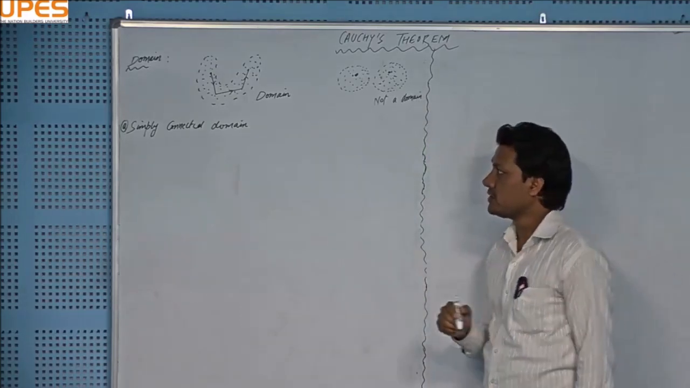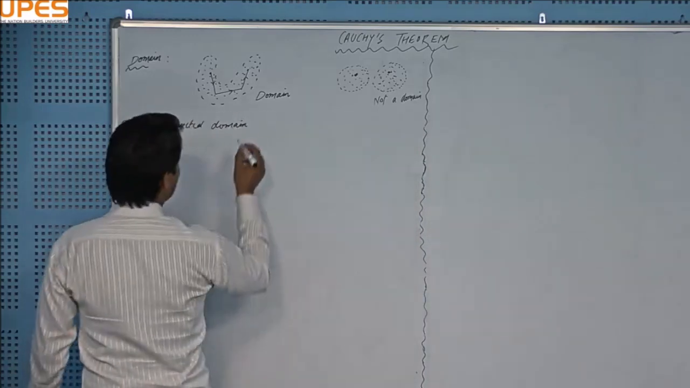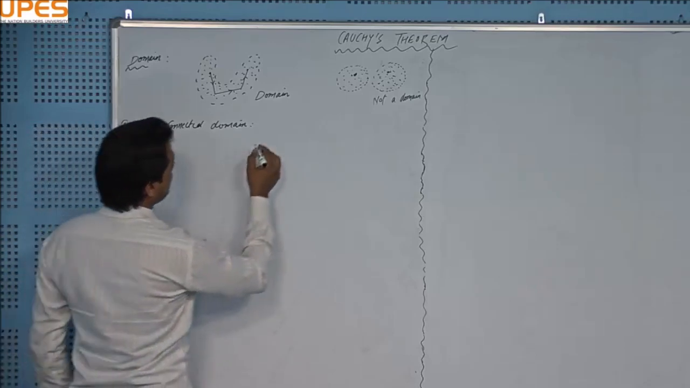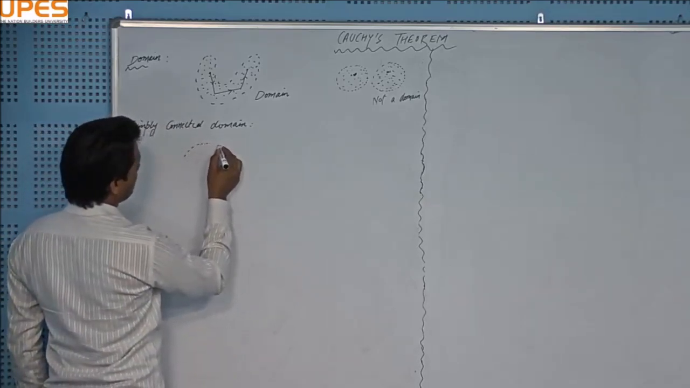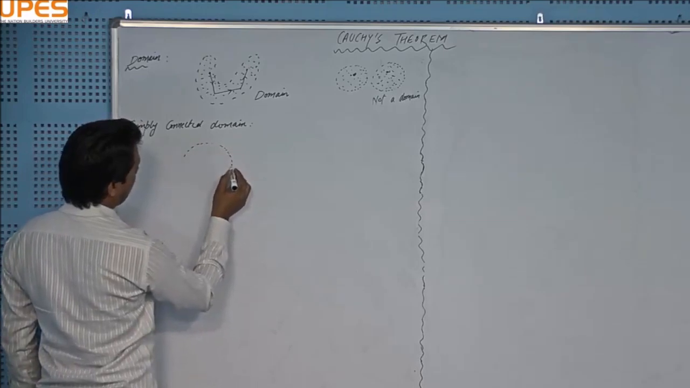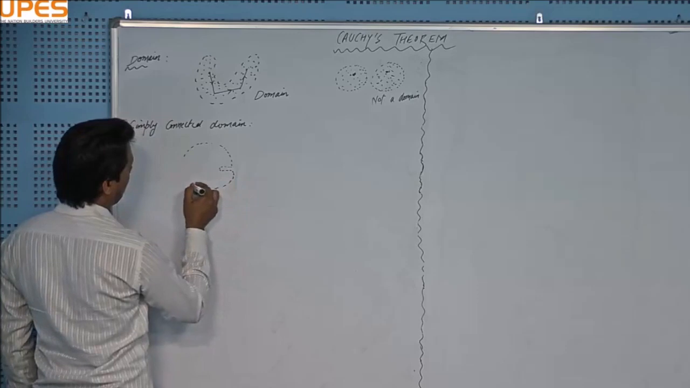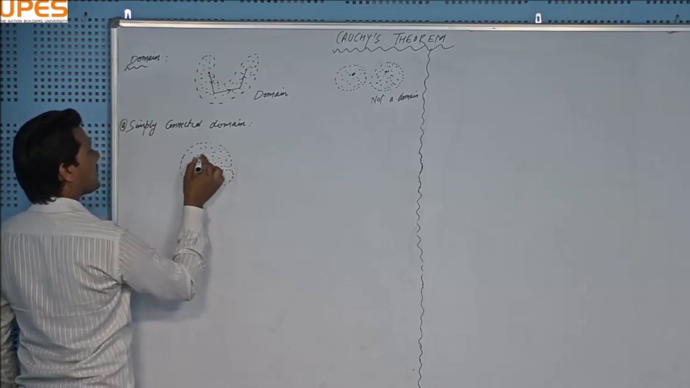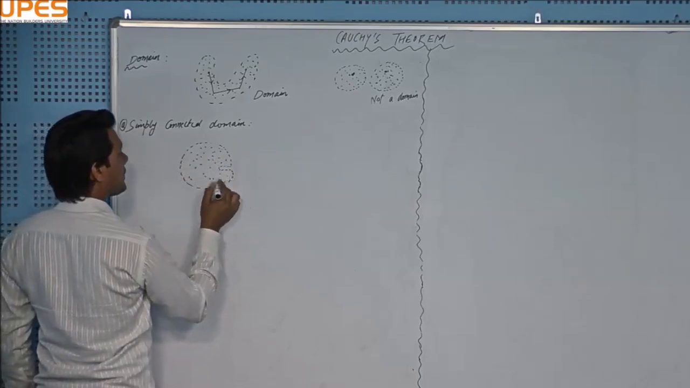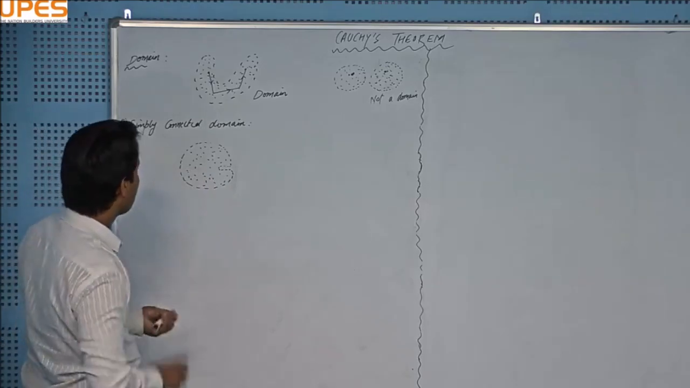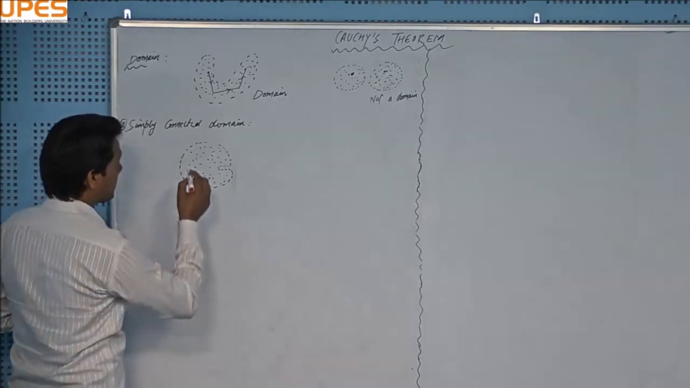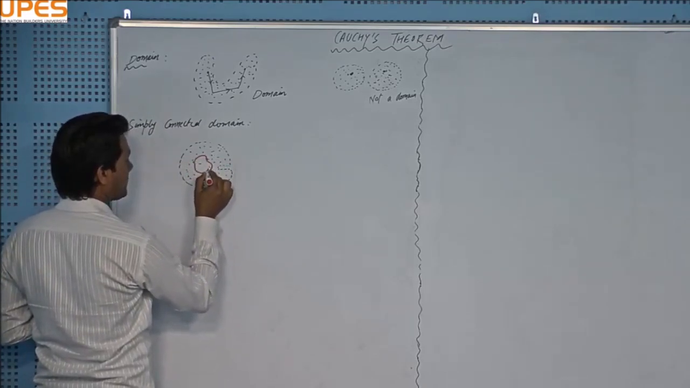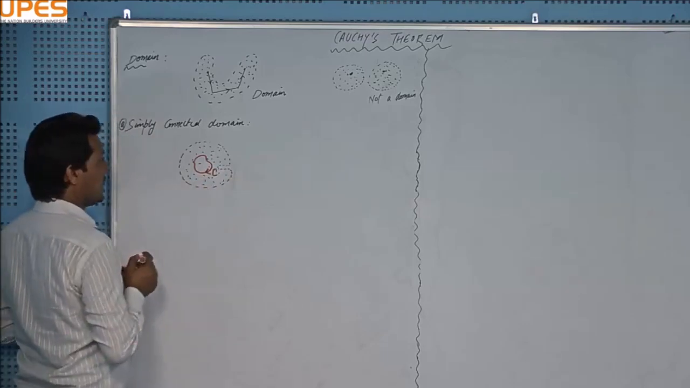Okay, now I will define simply connected domain, right? I will draw the figure, and a simply connected domain is this. So this is an example of a simply connected domain, and why are we calling it simply connected? I will draw a small closed curve inside it, and this closed curve is this curve, C, right?